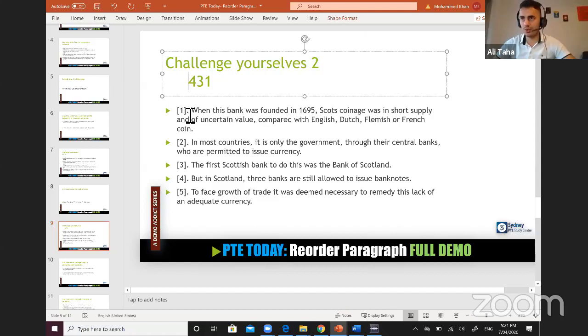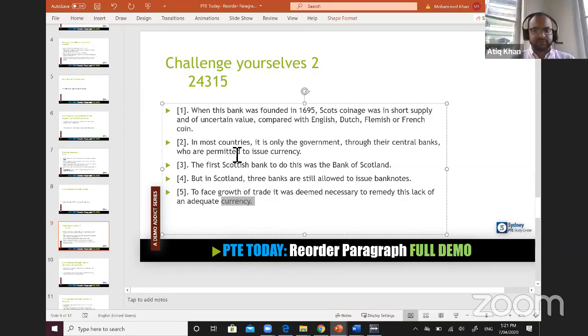Which one is an independent sentence, do you think? Which one definitely is an independent sentence? I would say definitely number 2, because it says in most countries it's the government. And the conclusion would be? I think you'd be left with number 5. Number 5, this is the end of the story. They're telling you why they did this: to face the lack of an adequate currency. I think this is awesome.